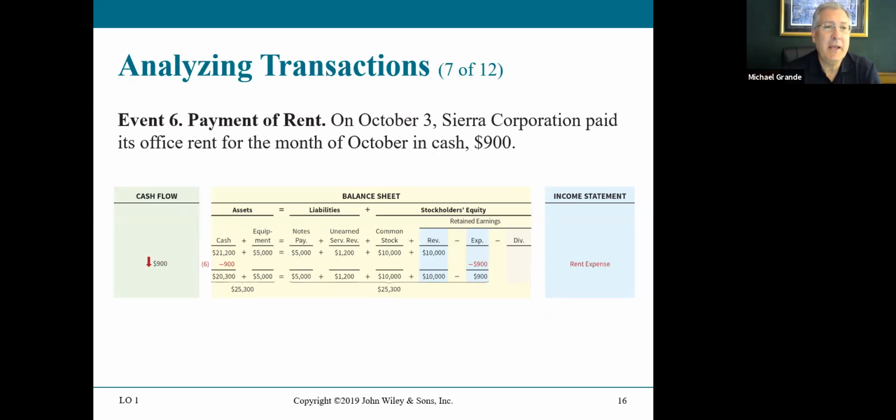Event 6, payment of rent. On October 3rd, Sierra Corporation paid its office rent for the month of October in cash, $900. So they paid in cash. Cash went down. They also have an expense because office rent expense went up. Expenses are a negative impact on retained earnings. So cash went down on the left. Equity, retained earnings, went down on the right. The equation is in balance.